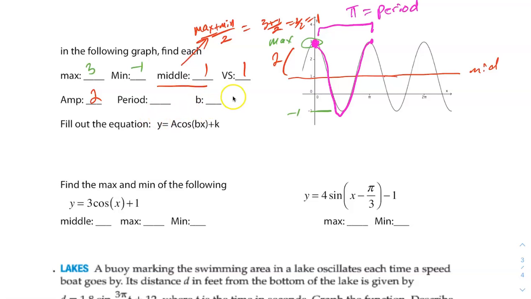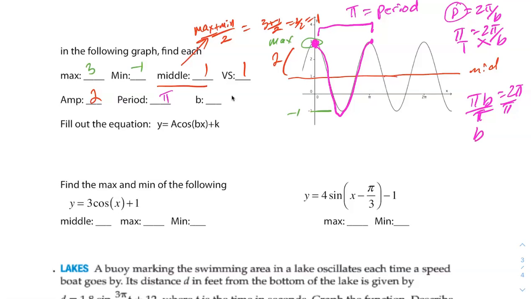In that case, I have to find my b. Remember, the way you find the b is always the same thing. Period equals 2 pi over b. In this case, I know the period is pi. So pi equals 2 pi over b. You could cross multiply, and then divide by pi. And b equals 2. So now I have everything we need. I have my k, that's my middle, so 1. I have my b, which is 2, we just found it. And I have my amp, 2. So there's my equation: 2 cosine 2x plus 1.